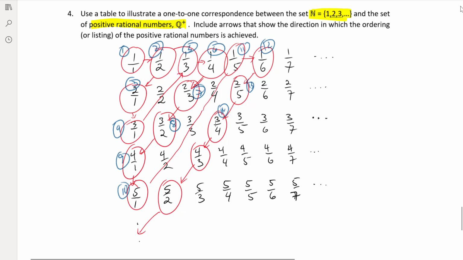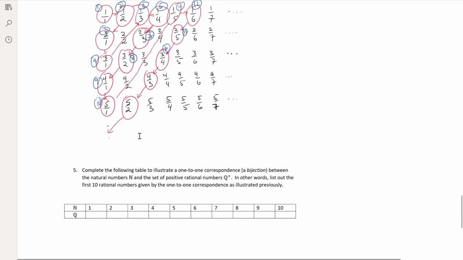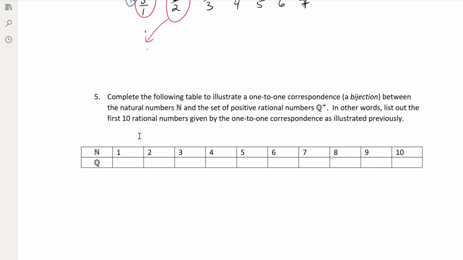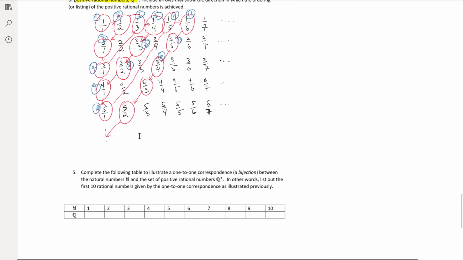And actually, the next question that I wanted to look at is number 5. It says, complete the following table to illustrate the one-to-one correspondence, the bijection between the natural numbers and the set of positive rational numbers. In other words, list out the first 10 rational numbers given by the one-to-one correspondence that was illustrated previously. So now you can make it clear as to what was the first value, second value, and I'm not sure if I'll be able to see it and write at the same time.